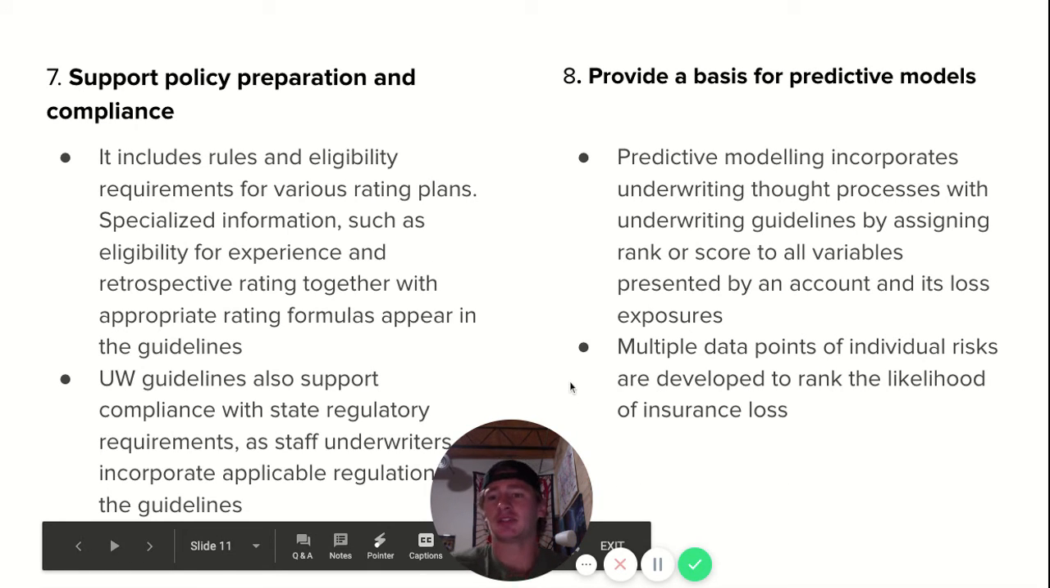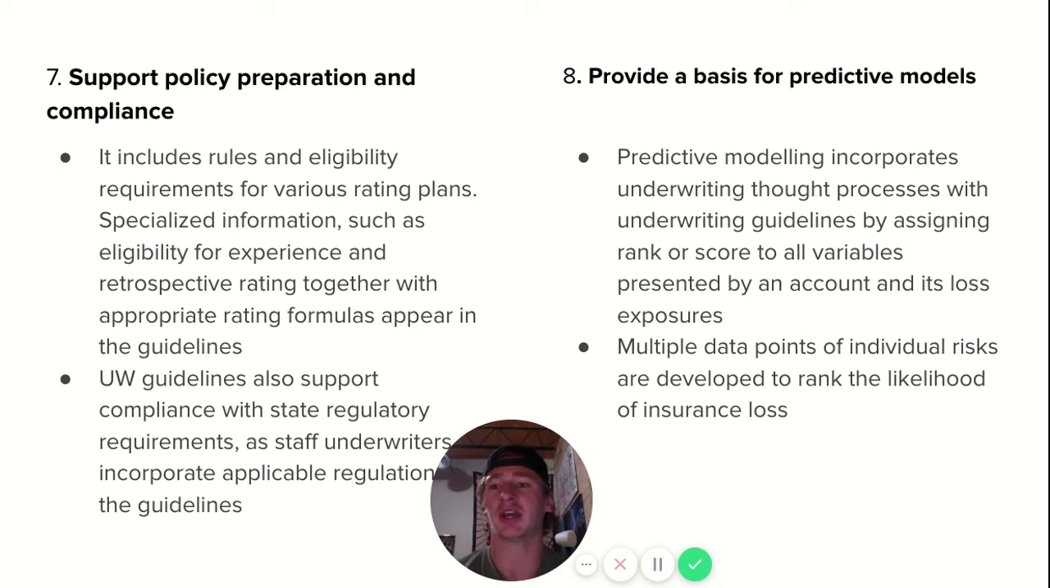And seven, they support policy preparation and compliance. So it includes rules and eligibility requirements for various rating plans. And this specialized information, such as eligibility for experience and retrospective rating, together with appropriate rating formulas, appear in the guidelines. And the underwriting guidelines also support compliance with state regulatory requirements. So, a staff underwriter incorporates applicable regulations into the guidelines per state.